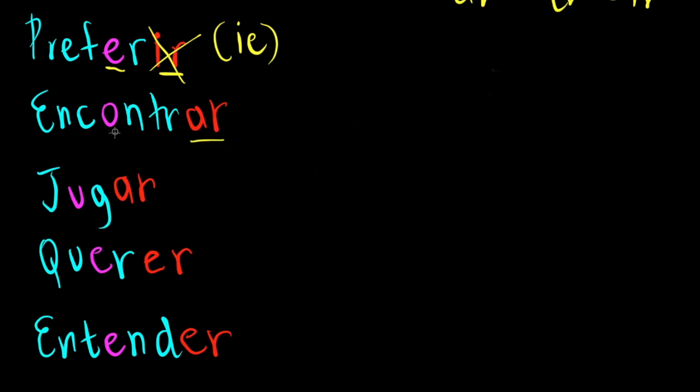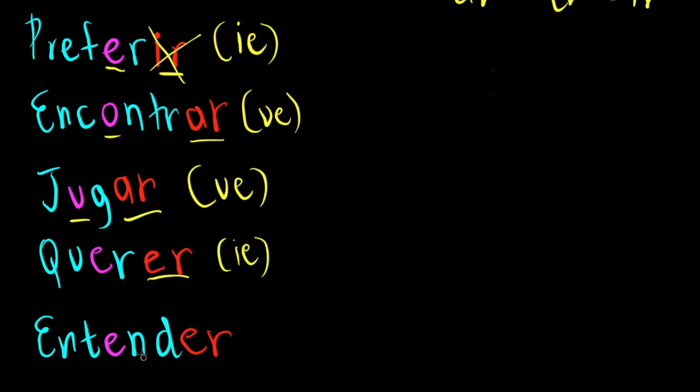Next verb we have is encontrar. The vowel before the ending is O, it changes to UE. Jugar: vowel before the ending, you see it right there, right? It's U changes to UE, the only verb where U changes to UE. Querer, you have it there too, E changes to IE. Entender, E changes to IE.